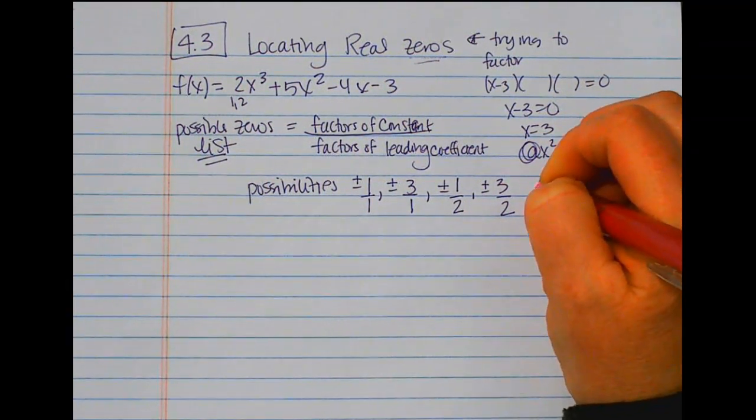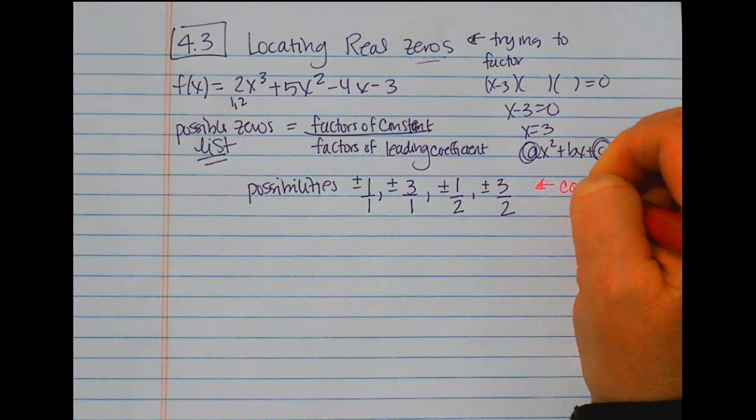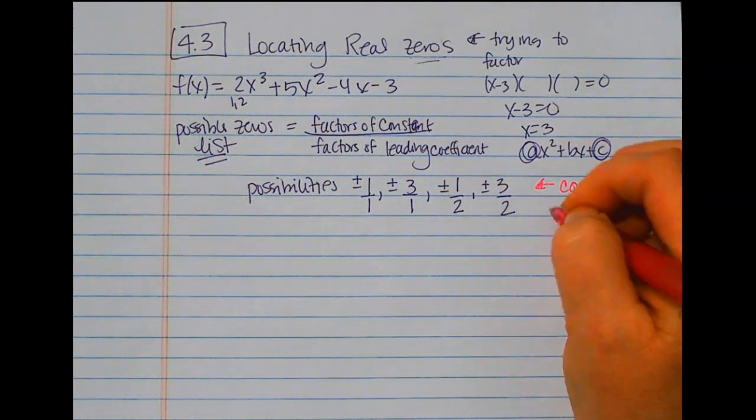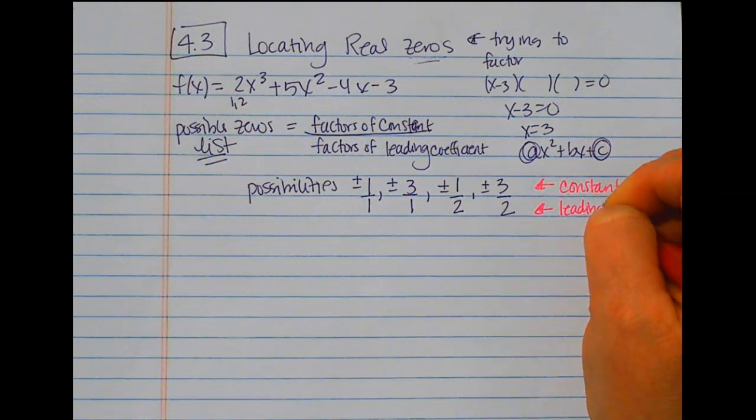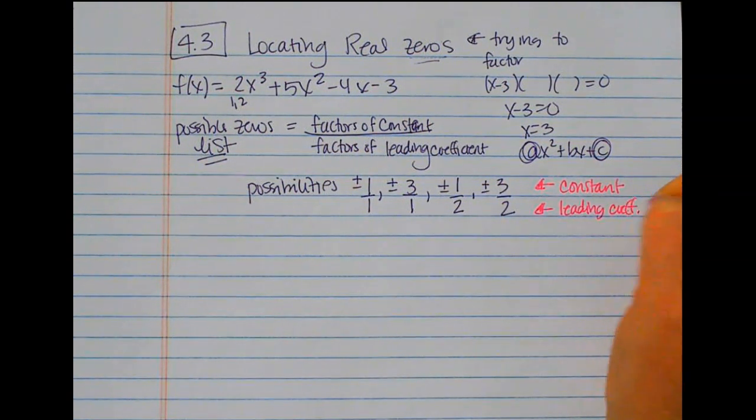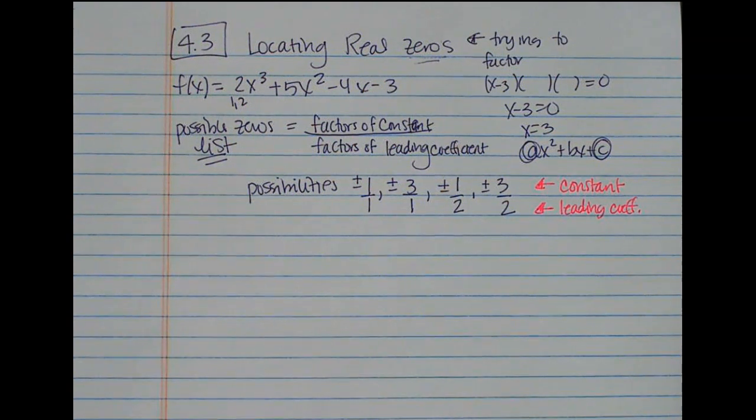So on top, these are from the constant term. And on the bottom, these are from the leading coefficient. And that's what we're going to do every time.